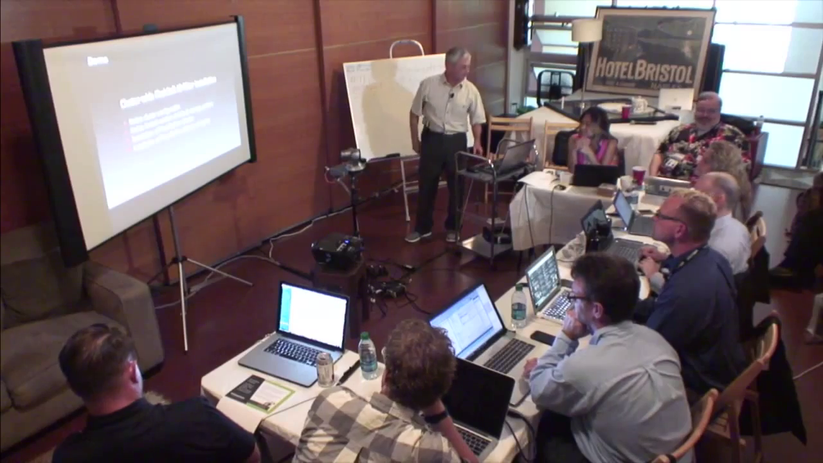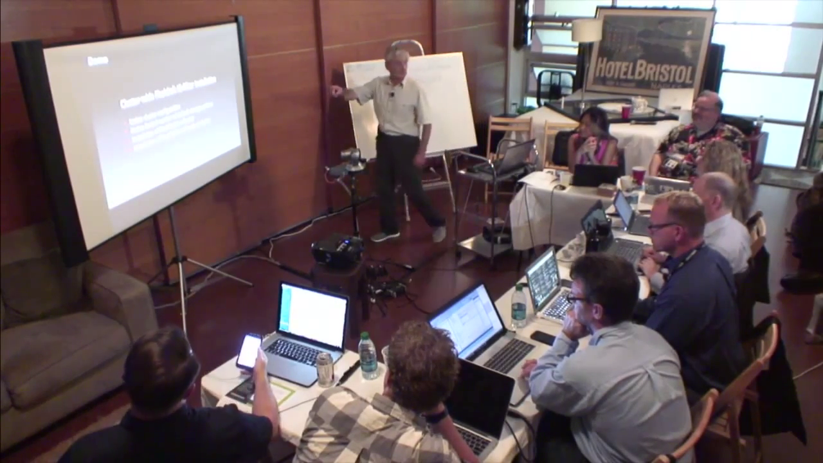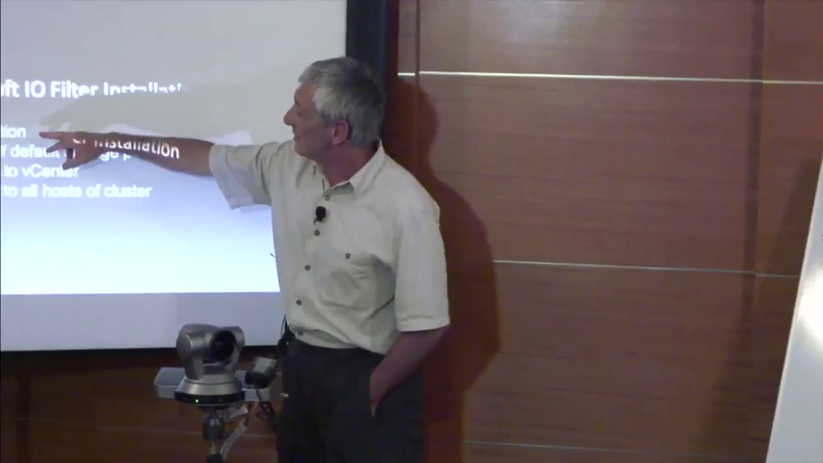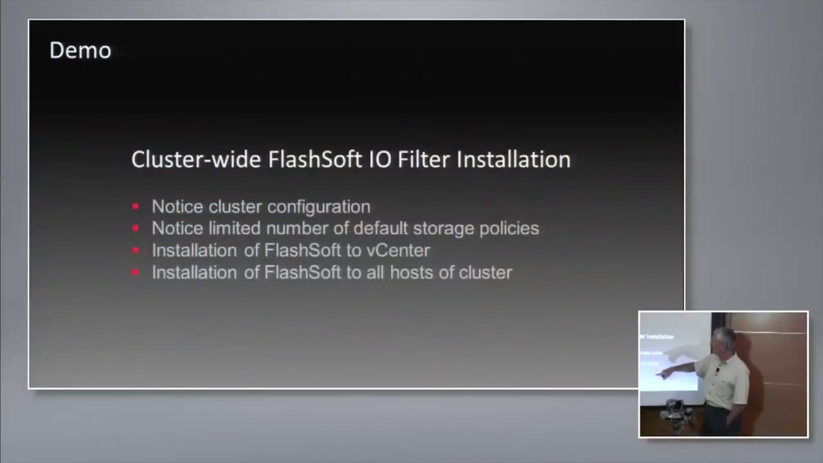Okay, installation. Yes, I have enough time for the demo. First of all, a 4-node cluster. In this 4-node cluster, you'll notice that there is no special policy, which is a caching policy. We install our software in vCenter. It's a normal installation from an .msi file. And after that, from vCenter, from our GUI, you will see that we install everything on each host simultaneously, downloading our software, our filter, from a web server.